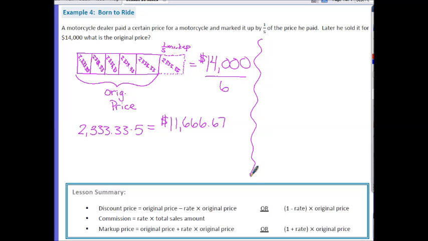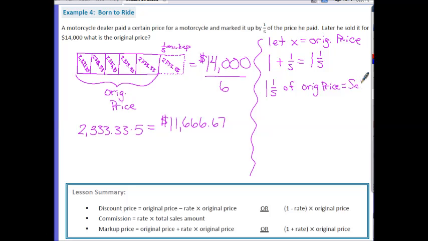Another way to do this is simply thinking about the fact that we would have an unknown in this scenario. So let's let X equal the original price. So if we think about the fact that we're going to pay for 100% of the item, that would be 1 whole, and we're going to mark it up by 1/5, we're going to have a final price of $14,000 representing 1 1/5 of the original price. So let's interpret that. 1 1/5 of the original price is going to equal the sale price.